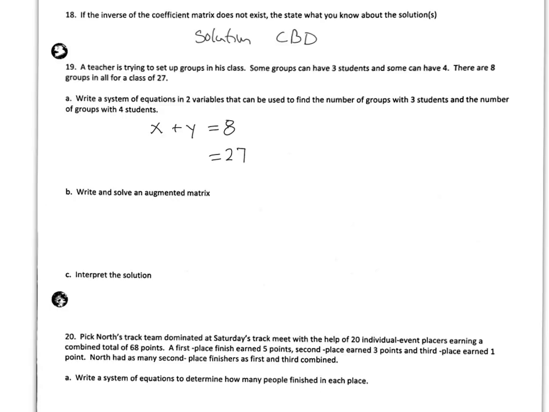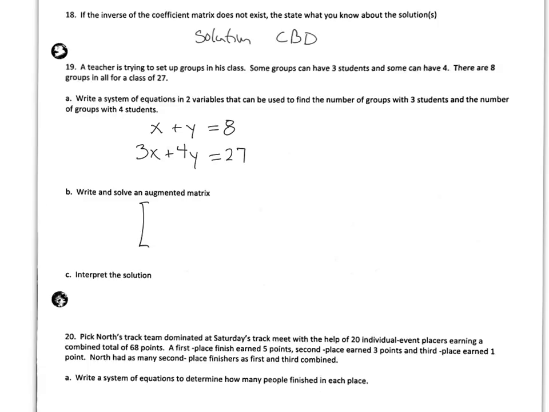We're not separating them by anything other than, are they in a group of 3 or are they in a group of 4? So this is quantity. So 3 people are in a group of 3, and 4 people are in a group of 4, quite simply. So those are the equations.